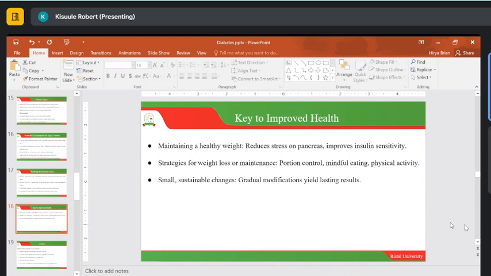Remember, for these people who are diabetic, if you put them on strenuous exercises, you will see the individual fainting, yet you wanted to control the sugar level. So it should be personalized and tailored to suit this person's needs. Small sustainable changes and gradual modification yield lasting results.